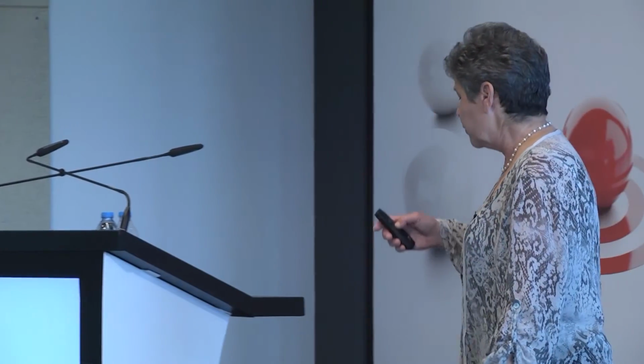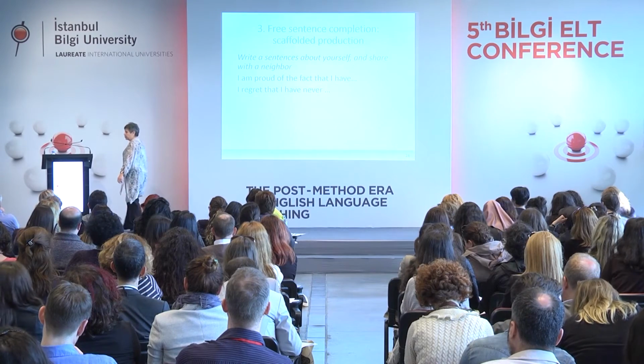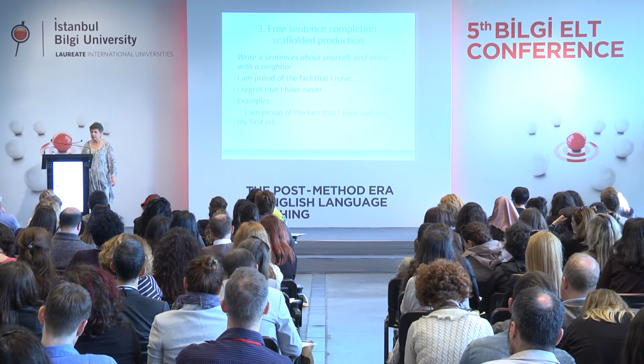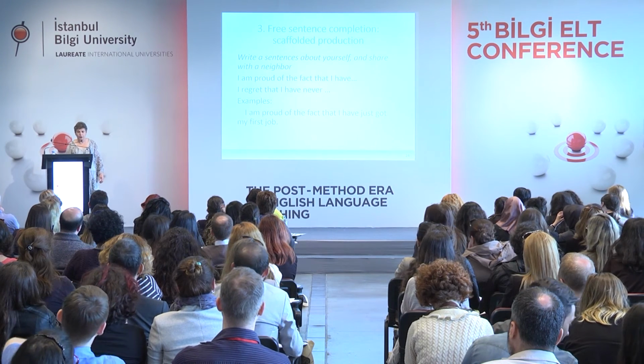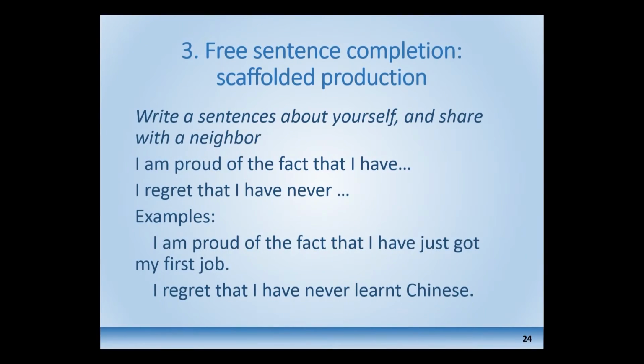And then it very often goes into the past tense. I'm proud of the fact that I have done something. Oh, yes, when did it happen? What did you do? And you move into the past tense. That's just by the way. And it's a nice way of contrasting present perfect and past. Examples: I'm proud of the fact that I've just got my first job. I regret that I have never learned Chinese.